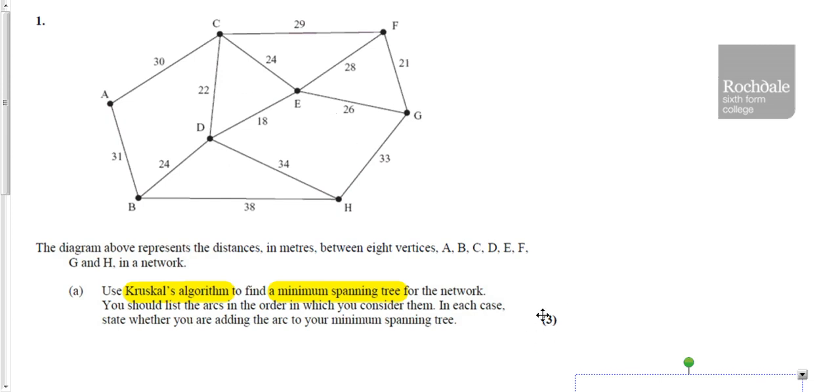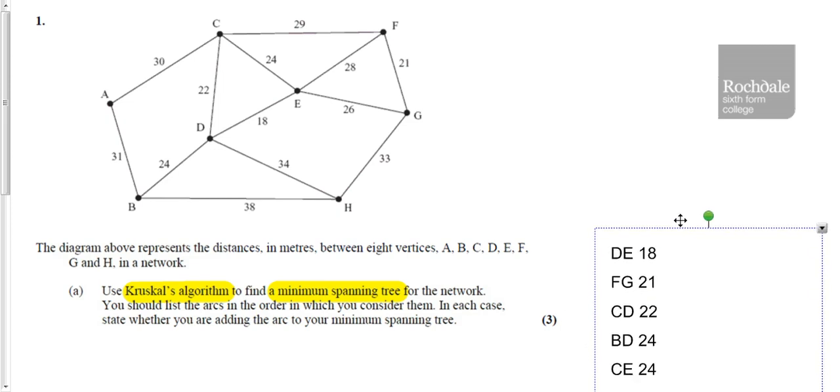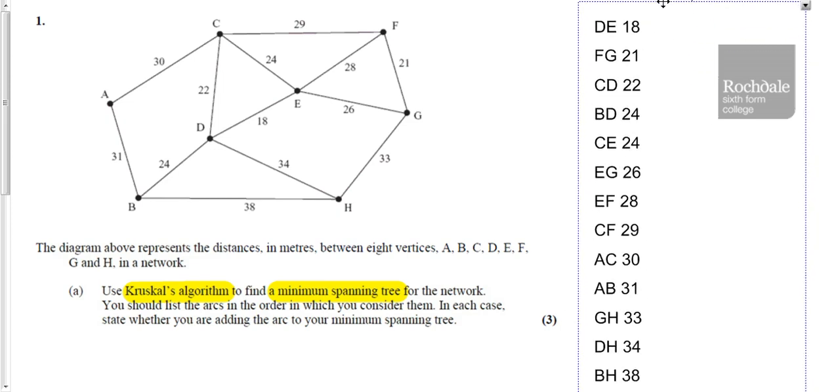Now in an exam situation, you must do that as quickly as you can because it's only 3 marks, this part of the question. So to save time, I've already done that. It's all the arcs in order of size, and I've checked carefully that I haven't missed any. I haven't made any daft mistakes. So now we can get on with adding them to our tree, and each time saying whether we are or we are not adding it to our minimum spanning tree.